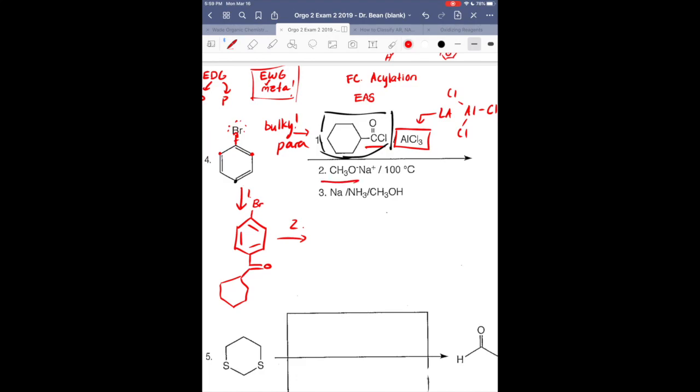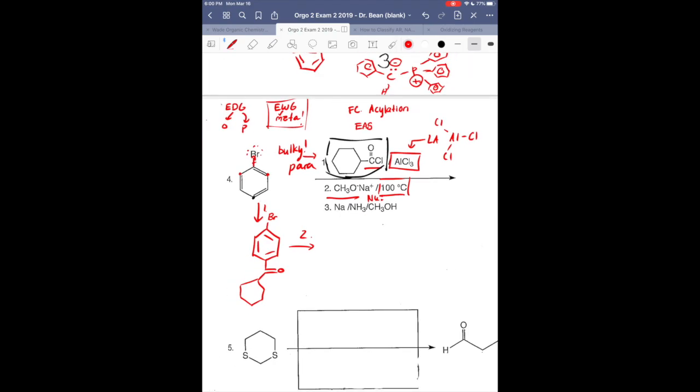So we have, what do you guys think? Do you think this is an electrophile or a nucleophile? The CH3O minus. So the CH3O minus, it has a minus charge, right? So it's going to be a nucleophile. It's a good nucleophile, and we have high heat.